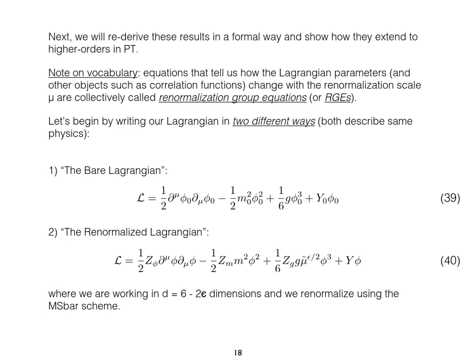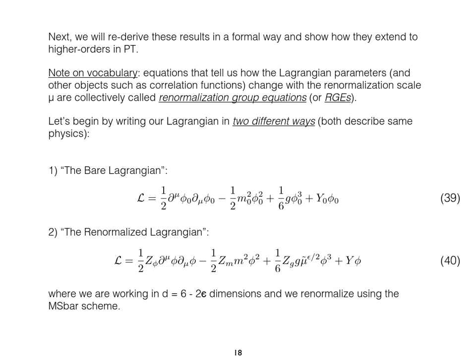And then you can write the renormalized Lagrangian. So here I've introduced the renormalization constants in front of the kinetic term, the mass term, and the coupling. And you see that I'm working in d equals 6 minus 2 epsilon dimensions in general. So that's why this mu appears here. So I've already put the mu in. I've already rescaled g so that it has mass dimension 0. That's the starting point.